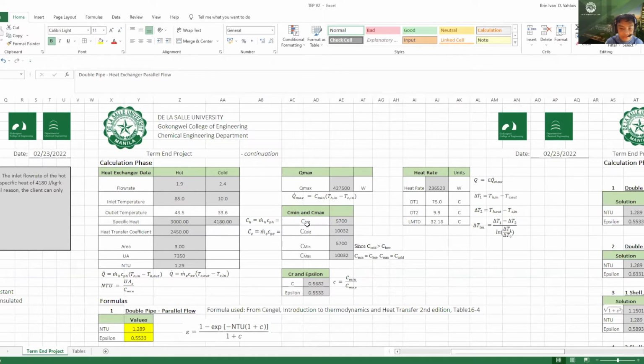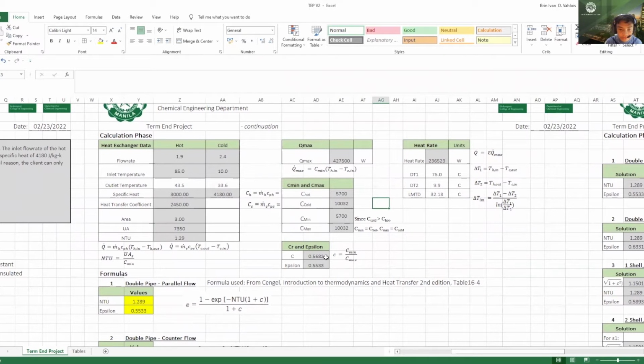So the C of the hot is the mass flow rate of hot times Cp of hot. The C of cold is the mass flow rate of cold times Cp of cold. So here are the values of C hot and C cold. As you can see, since the value of C hot is less than C cold, therefore the Cmin is equal to C hot and the Cmax is equal to C cold. So we can solve the value of C by dividing 5,700 by 10,032.